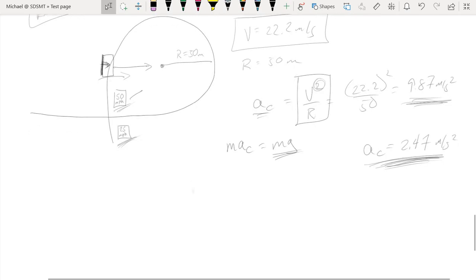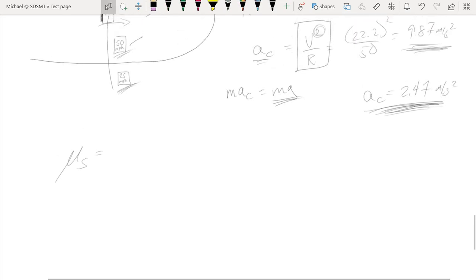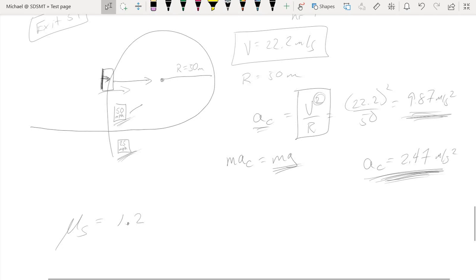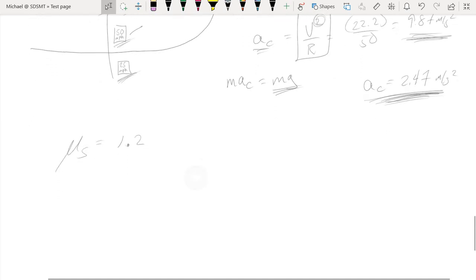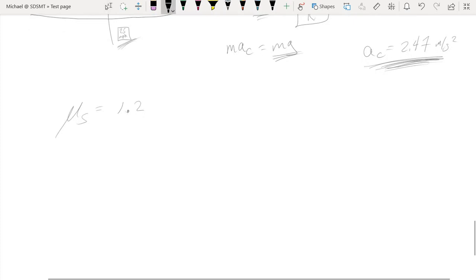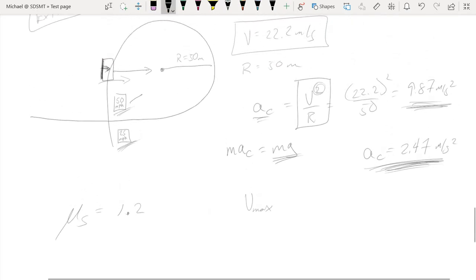If the static coefficient between your tires and the road is 1.2, so given the current driving conditions, this is the coefficient of static friction between your tires and the road, what would be the maximum velocity that your car can have on this circular exit before you lose control?